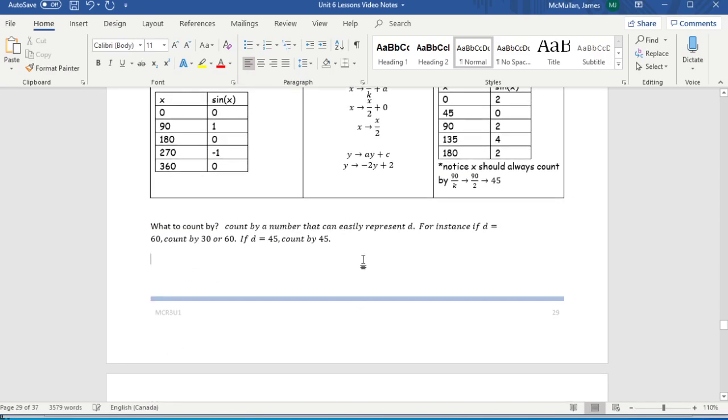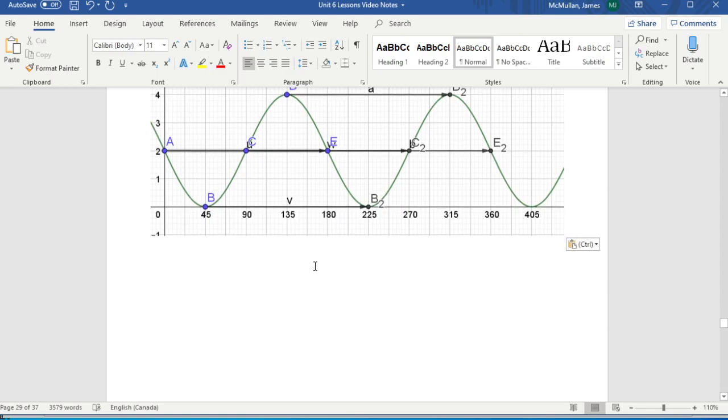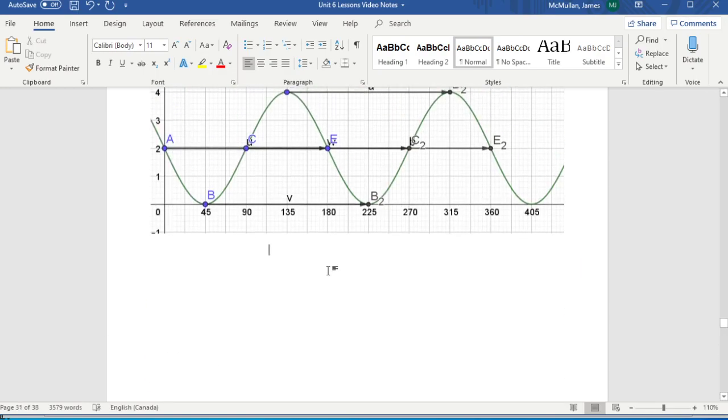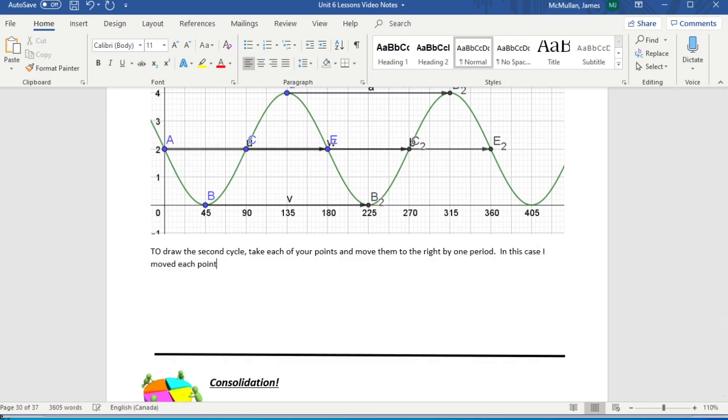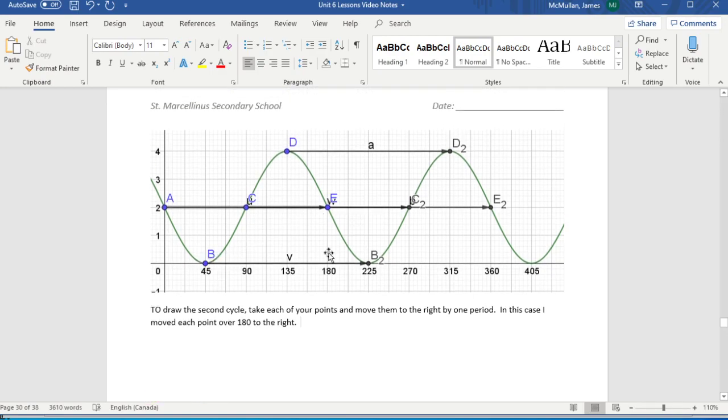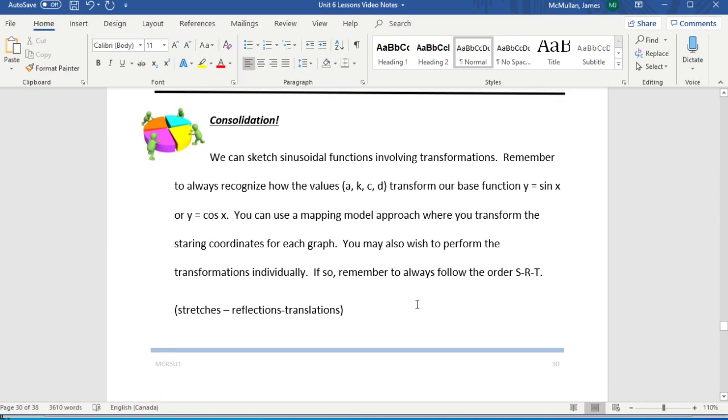Okay, so I'll put a picture of this here, and just underneath it I'll say, to draw the second cycle, take each of your points and move them to the right by one period. In this case, I moved each point over 180 to the right. And that's how B moved over, A moved over, and so on, right? And that's that. Okay, so that's everything to know about sketching these things.